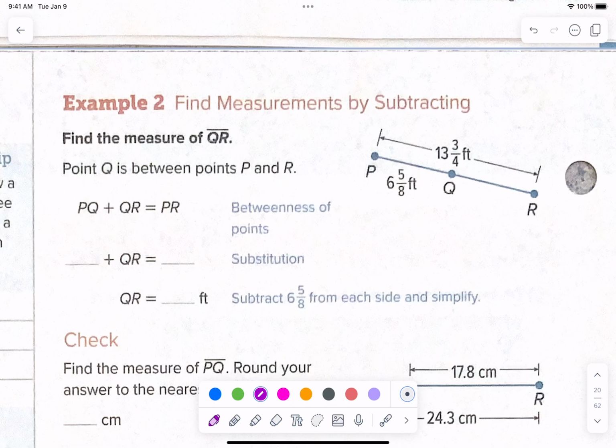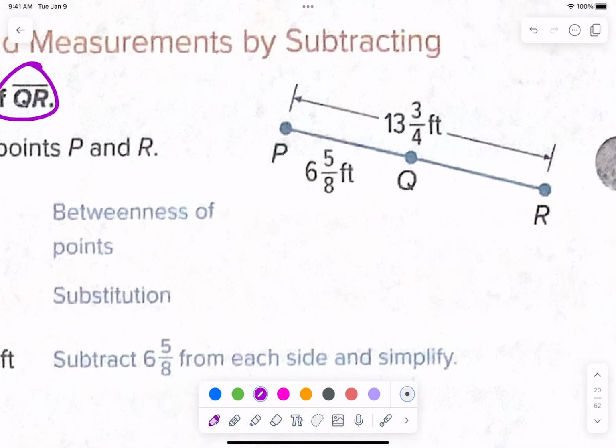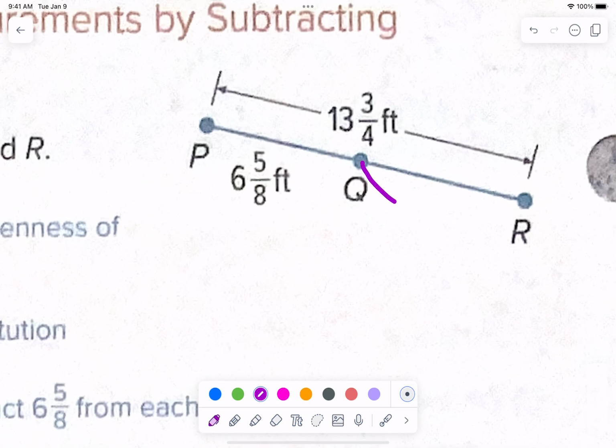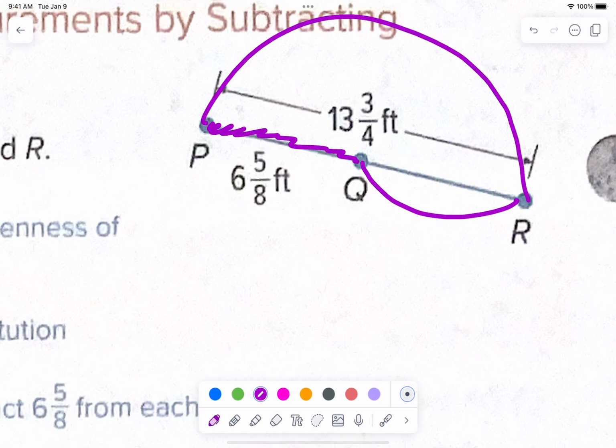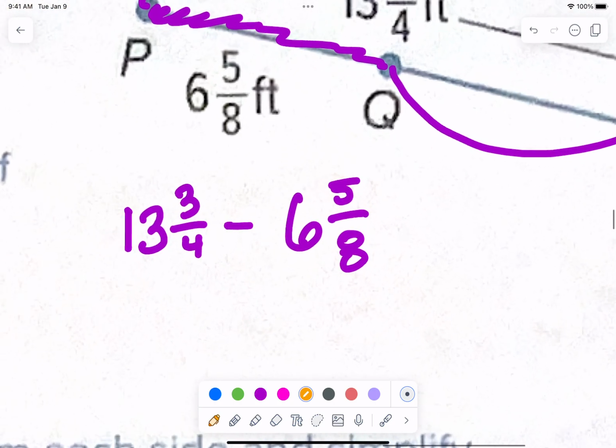Flip over. They want us to find the measure of QR. Now, I know QR is what I'm trying to look for. He is one of the smaller pieces. So this guy is 6 5/8. This full guy is 13 3/4. So explain to me how you're going to do this. Turn 3/4 into 6/8. Subtract. Yep, 13 3/4. You're right, Remington. We're going to subtract. And then Remington says we have to make a common denominator.